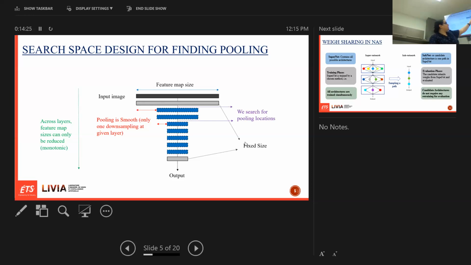We also fixed the first and the last feature map size. And we just search for the pooling location.